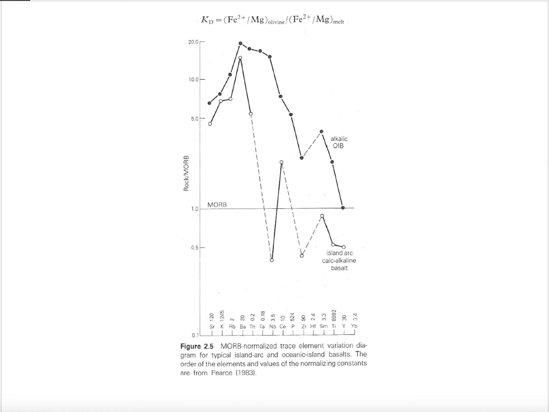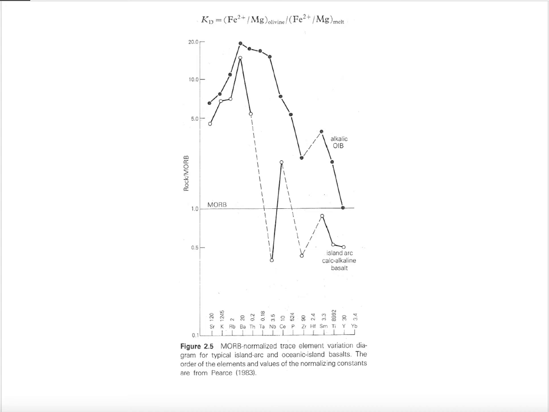So yes, now we are again back on the road. Now we have here, for example, a rock sample, and we have a MORB-normalized trace element variation diagram for typical Iceland arc and oceanic island basalt. There we are comparing the rock sample with MORB. The upper curve is the alkalic ocean island basalt, and below we have the Iceland arc alkaline basalt.